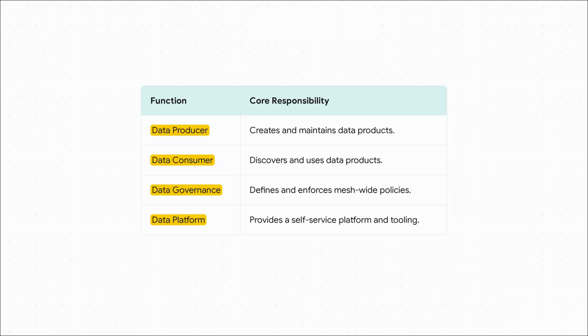So what does this actually look like? Well, a data mesh really depends on four key functions that all work together. You've got your data producers, the teams creating and taking care of the data products. Then you have the data consumers who find and use that data. And to make it all work, you have a central governance team setting the rules of the road for the whole mesh, and a central platform team that provides all the self-service tools to make everyone's lives easier.